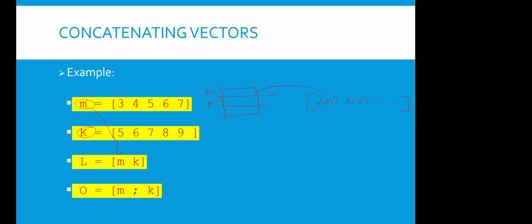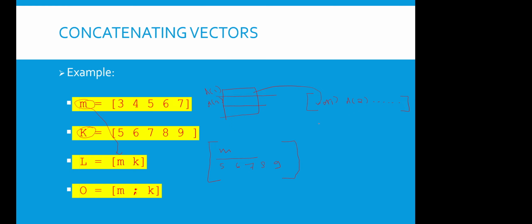And here, I have put this semicolon, right? So it will be like this. First M will be there, that is all the elements 3, 4, 5, 6, 7. And in the next row, we'll have 5, 6, 7, 8, 9. So it is something like different vectors will merge into a single vector.